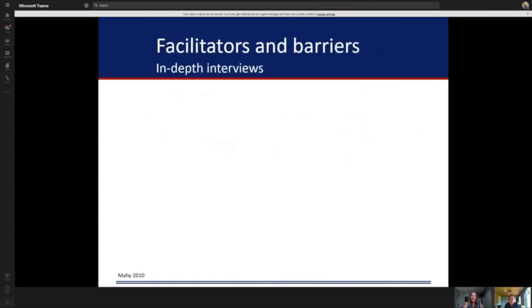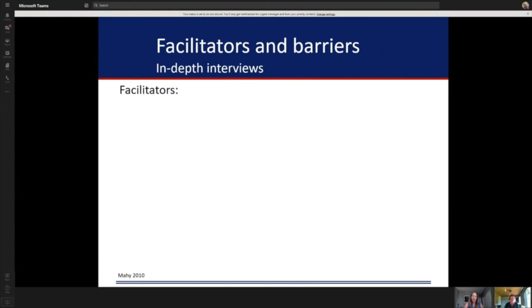So the facilitators and barriers that I'm going to go over are from a really nice in-depth interview study done by Nahi et al. in 2010. It focuses on Down syndrome, but I think it translates really well to issues that we run into for individuals with learning disabilities in general. So I think it's worthwhile going over those in a little bit more detail to realize what the setting is that we're actually trying to change.